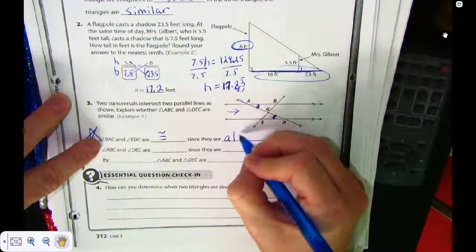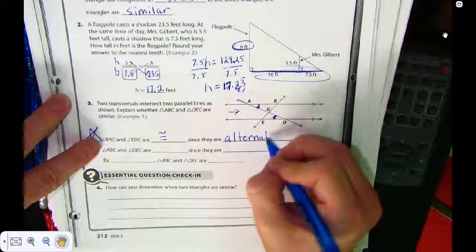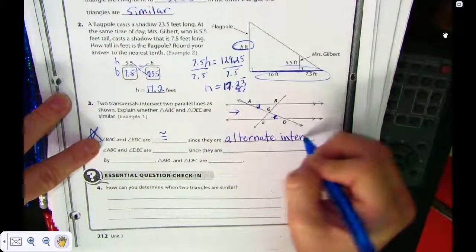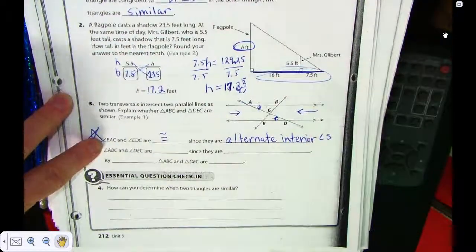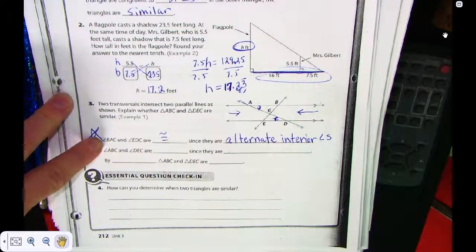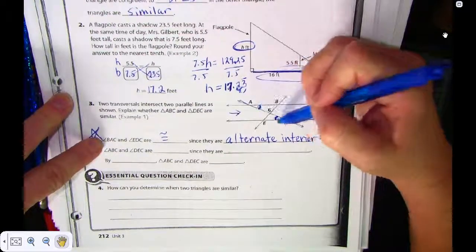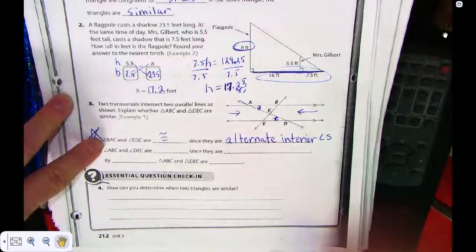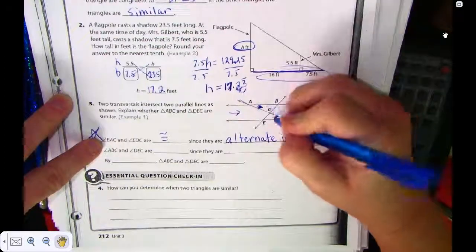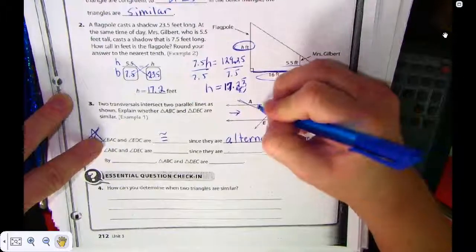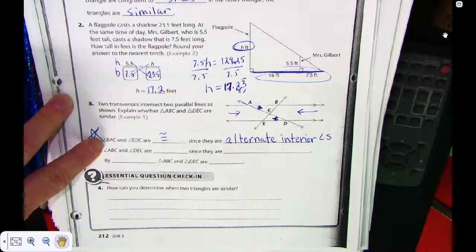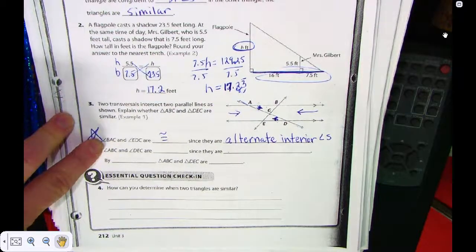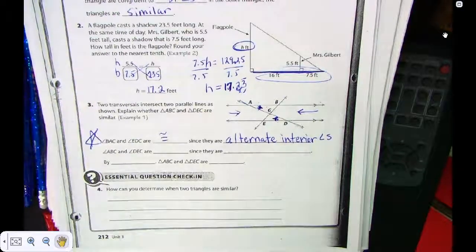Let's play Wheel of Fortune. Interior. Yes. Why are they alternate interior? They're both on the inside. Here's the two parallel lines. That's the interior right there. Both angles are on the inside of the parallel lines, and they're on the opposite side, the alternate side, of the transversal. So put one little line through it. We know that this angle is going to be congruent to that angle. So we've got one pair of congruent angles.